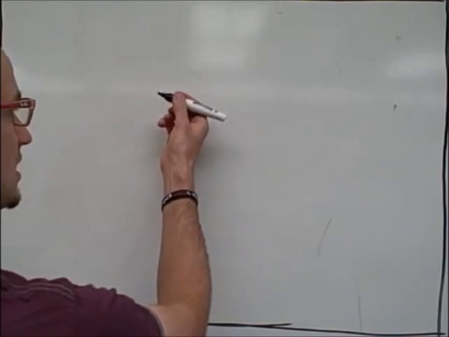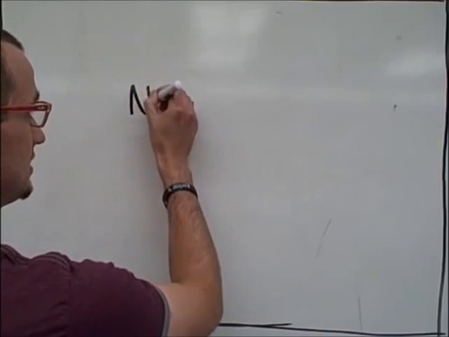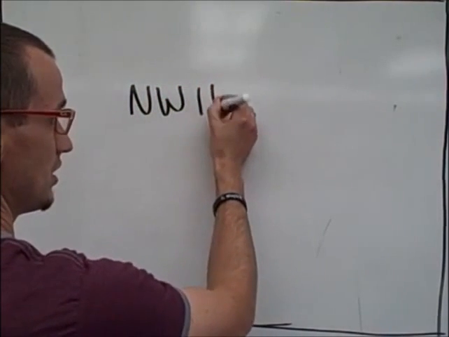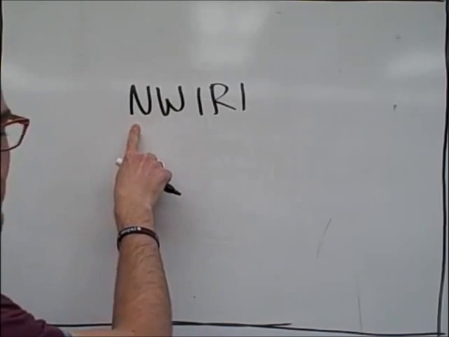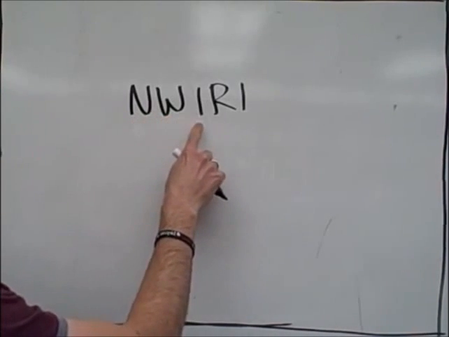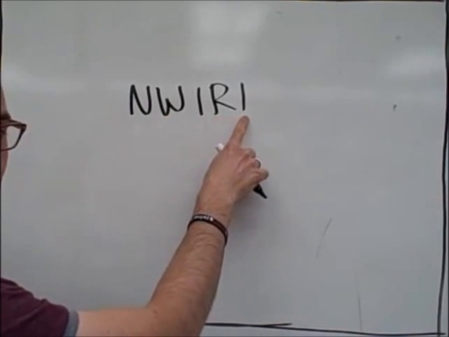Some friends and students helped me come up with this. NWIRI. This is what it means. Nobody wants irresponsible raccoons indoors.